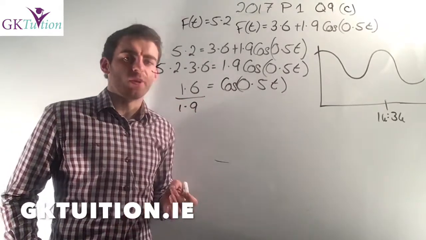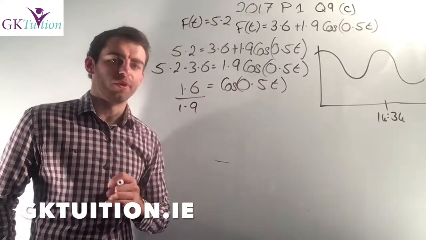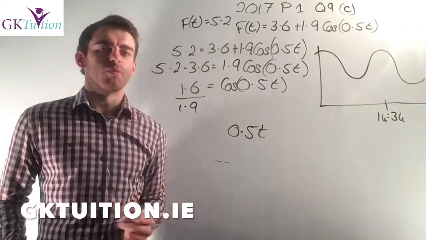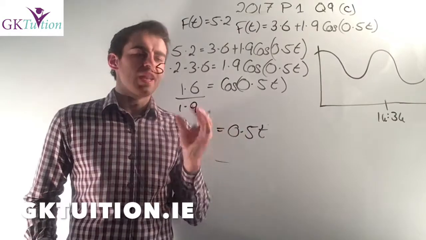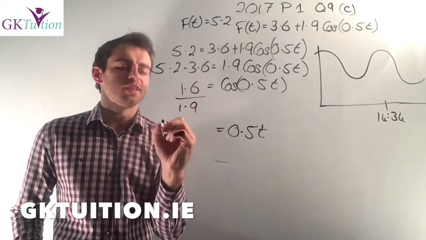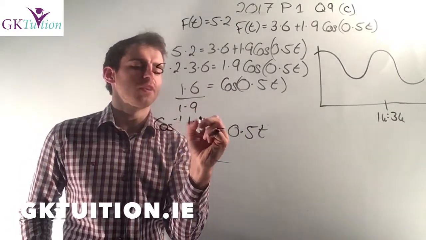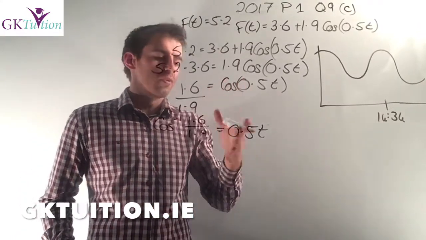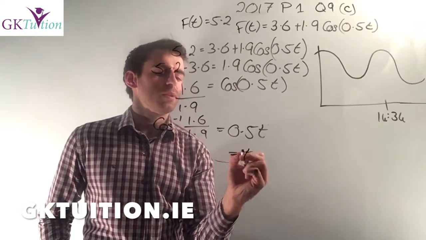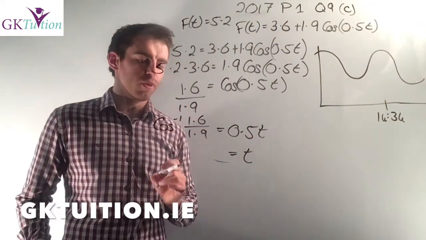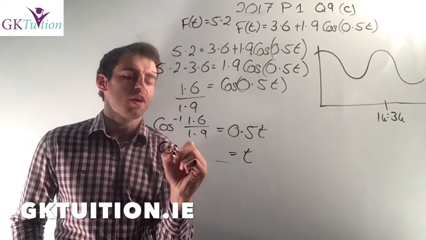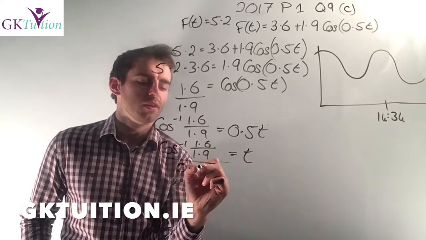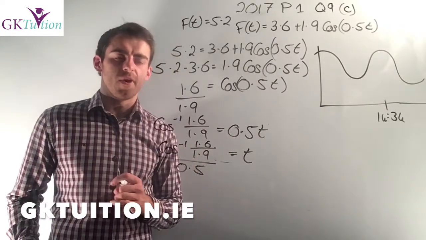Now I want to continue this further, and I want to isolate my 0.5t, which means on the right hand side I'm just going to be left with 0.5t. And on the left hand side it becomes cos inverse, so it's cos inverse of 1.6 over 1.9. And now I want to isolate my t, which means I want to divide both sides by 0.5. So it's going to be the cos inverse of 1.6 divided by 1.9, and all of that divided by 0.5.